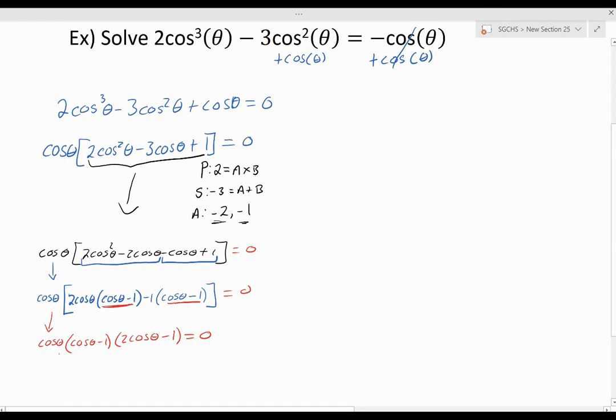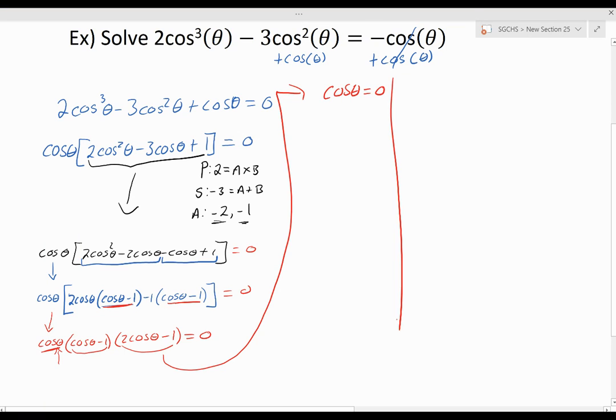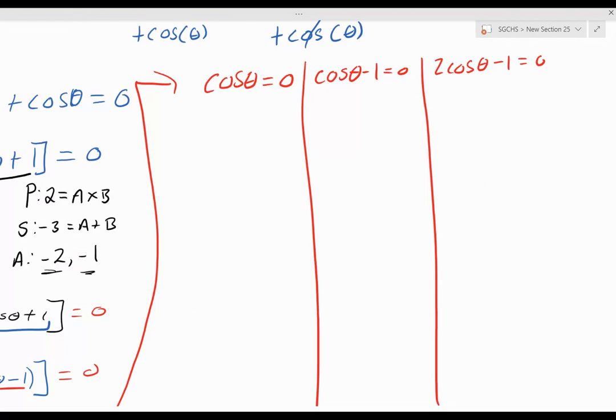Now we can effectively find what value for the angle here will make this expression 0. Because remember, if this expression is 0, the entire equation turns 0, because 0 times anything is 0. Then what angle can I use to make this term 0? And then what angle here can I use to make this term 0? So we have effectively 3 things to solve. When does cos angle equal 0? When does cos angle minus 1 equal 0? And then lastly, when does 2 cos angle minus 1 equal 0? And remember, there's no restrictions on this problem, so we're going to have to find general solutions.